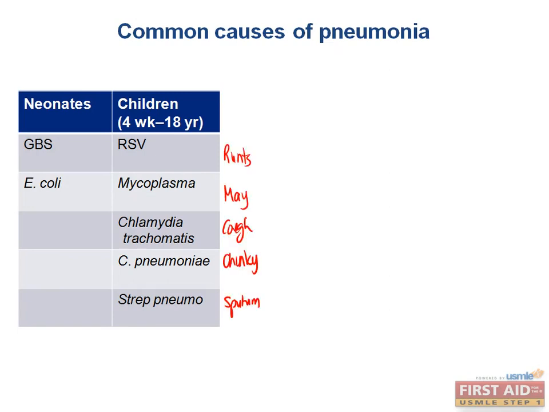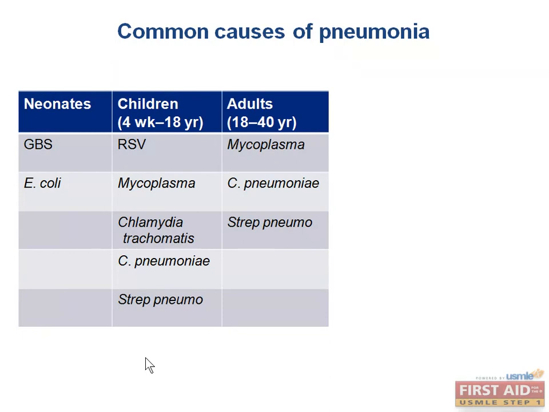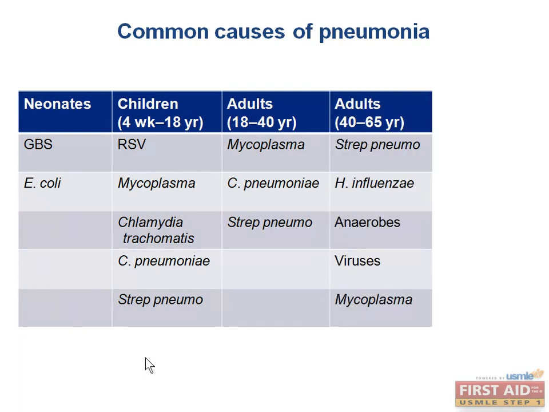To remember the sources of pneumonia that most commonly affect children, you can use the mnemonic runts make cough chunky sputum. Pneumonia in adults is often due to similar organisms as pneumonia in children, including Mycoplasma, Chlamydia pneumoniae, and Strep pneumoniae. The only difference really is that adults aren't likely to get it from RSV.